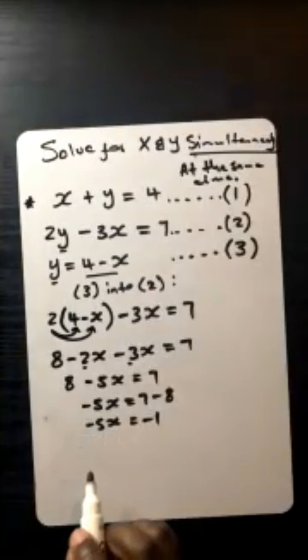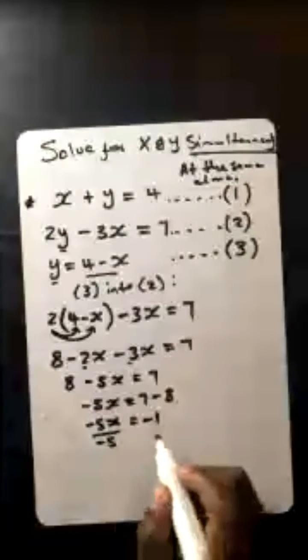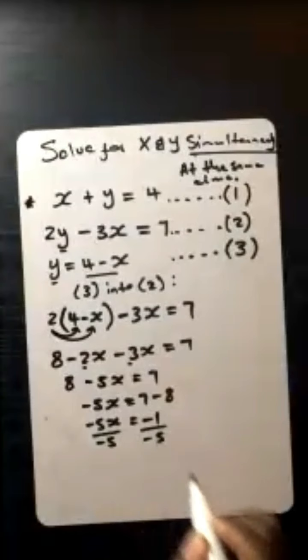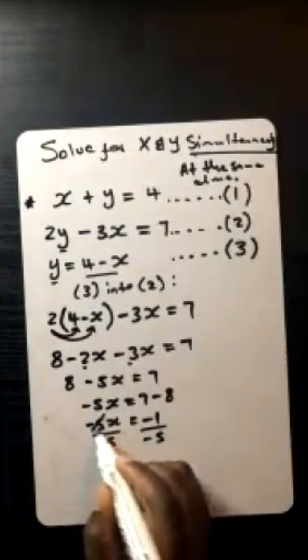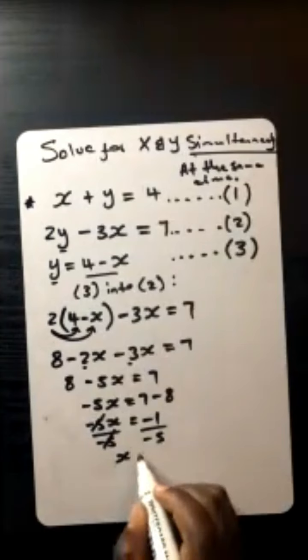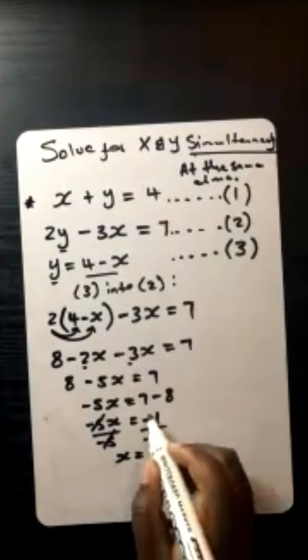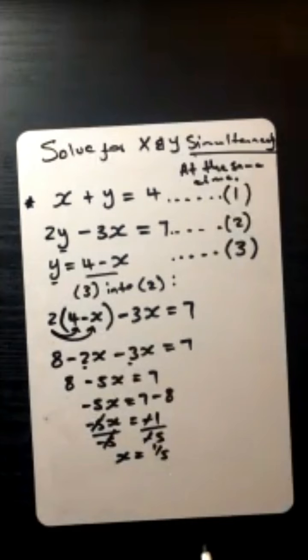So how do we remove it? We just divide by negative 5. Remember, what you do on the left, you do on the right. Why did you have to divide by minus 5? It's because you wanted it to cancel so that you remain with x, which is equals to, obviously those cancel, then you just remain with 1 over 5.